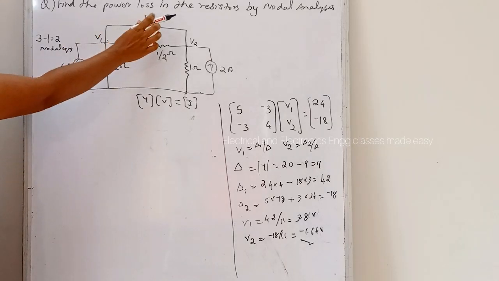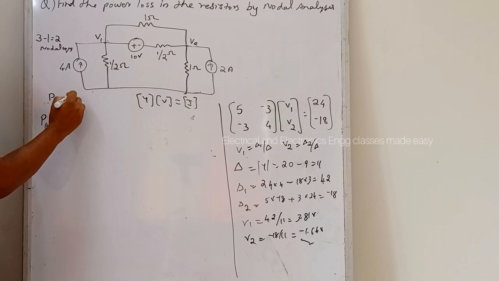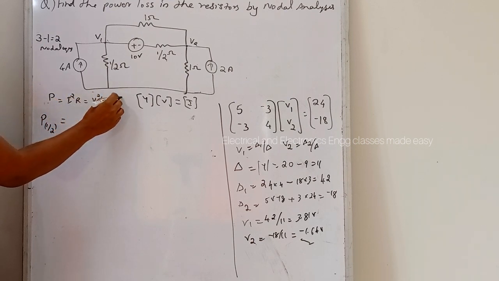Now we can find the power loss in each resistor. Power loss in this 1/2 ohm resistor: what is the equation for power? P is equal to I square R, or V square divided by R, or V into I.